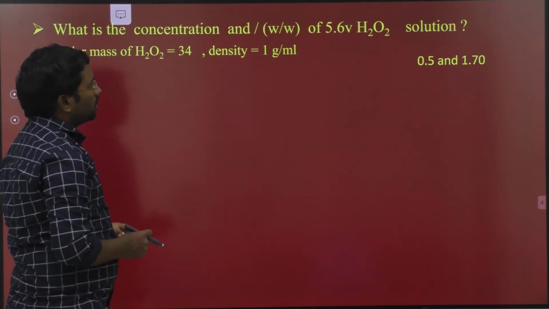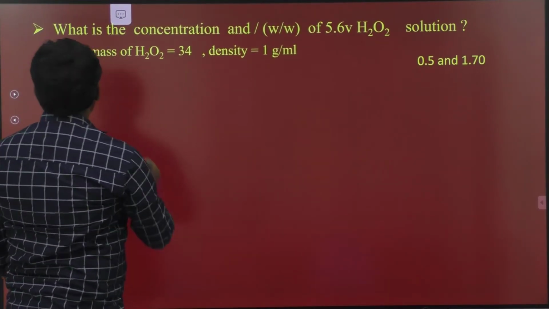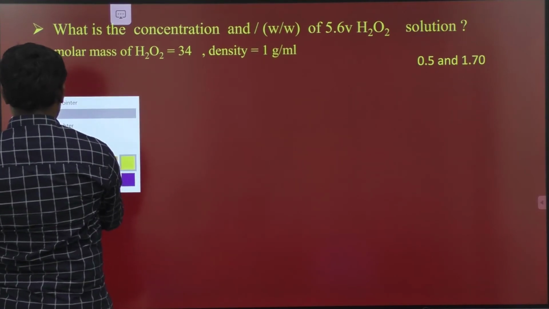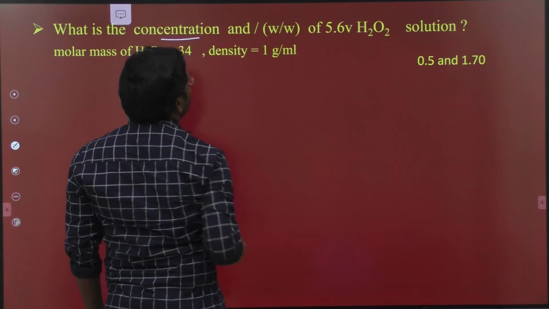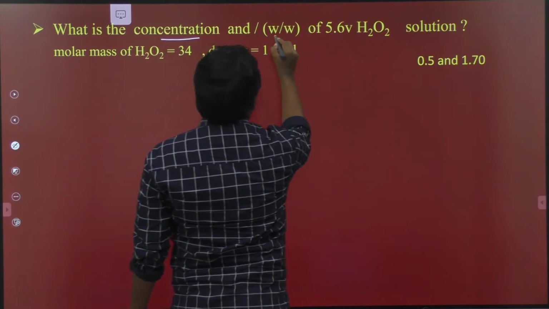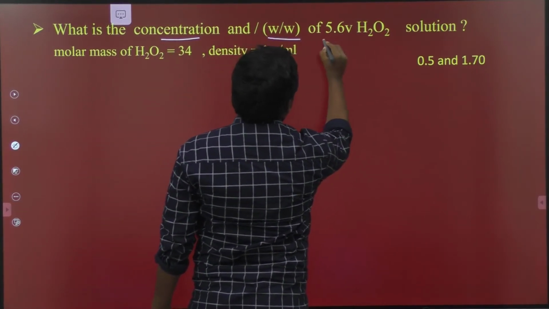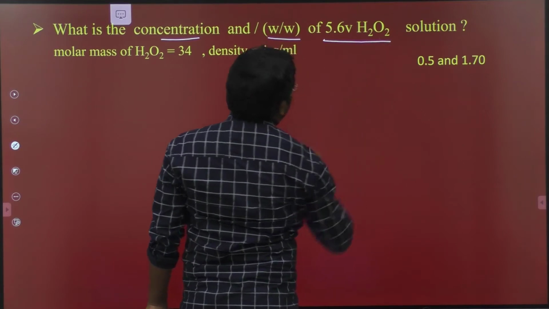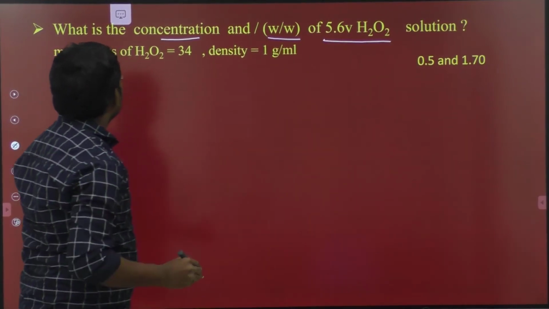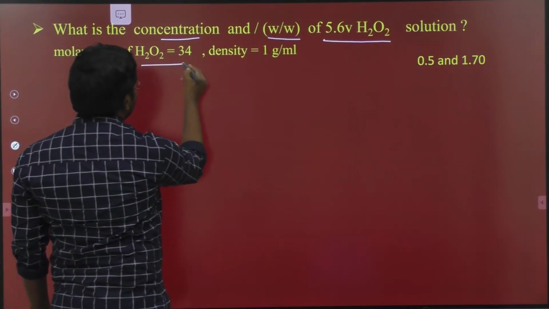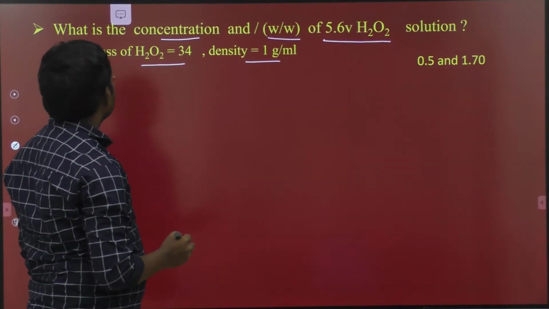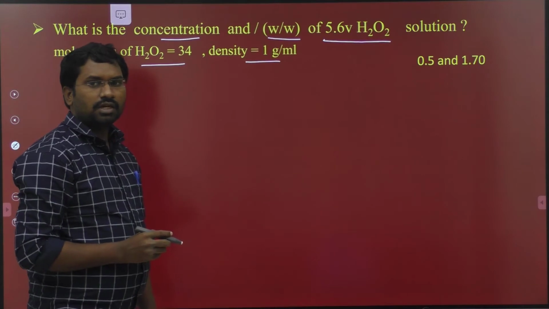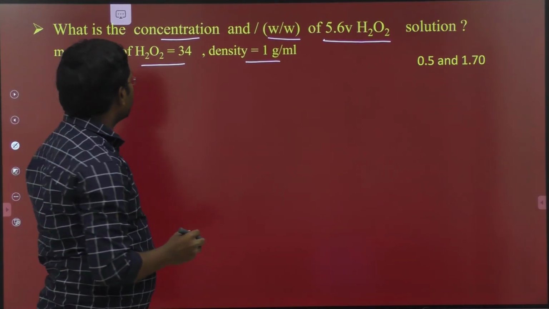So what is the next problem? We have to calculate the concentration and the mass percentage, weight by weight, of a 5.6 volume hydrogen peroxide solution. The molar mass of hydrogen peroxide is 34 and the density is 1 gram per milliliter. So what is given in that problem and what we have to calculate here.